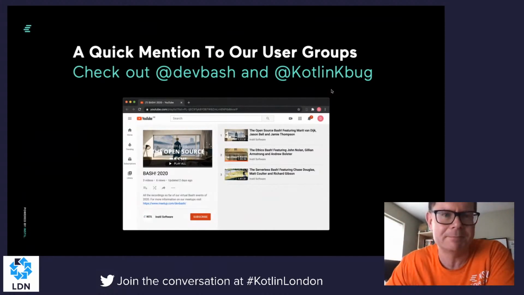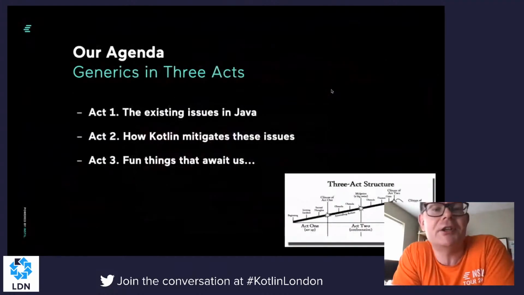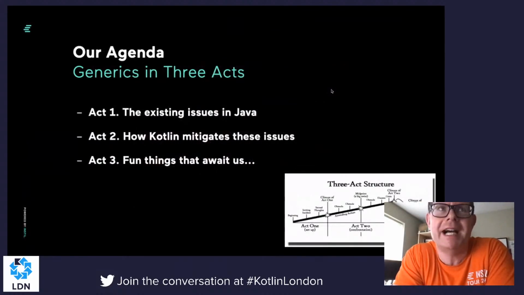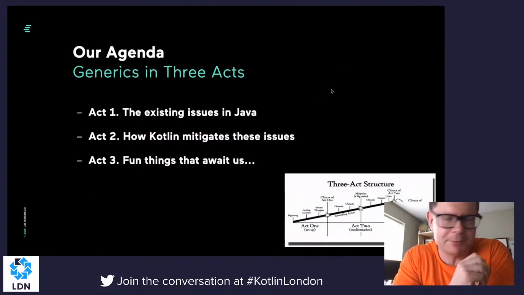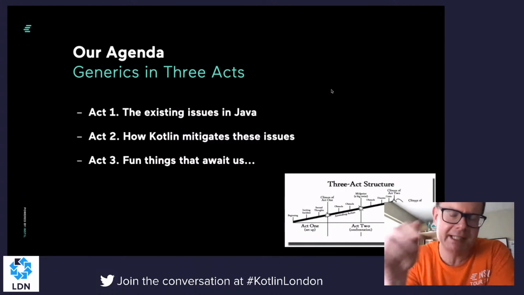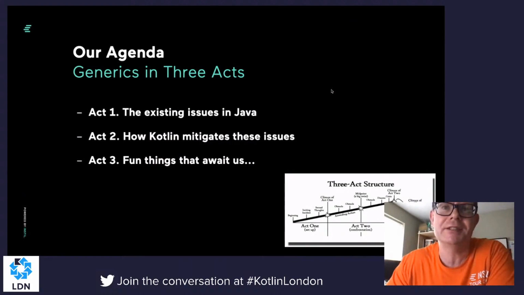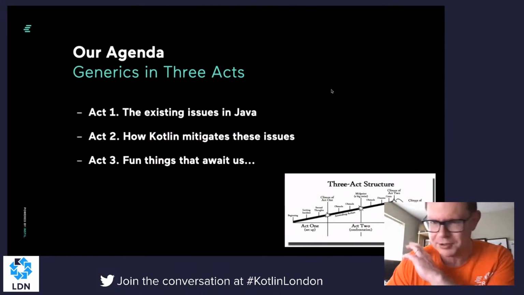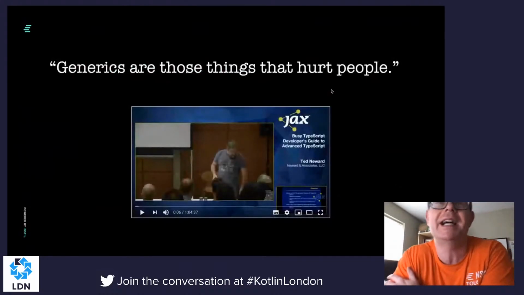So the agenda for this talk, it's really generics in 3 acts. In the first act, we'll make clear the existing issues in Java. In the second act, how Kotlin simplifies these and even mitigates against them. And then in act 3, some of the fun things that await us, some of the fun ways that generics could be extended on the JVM for all JVM-based languages.